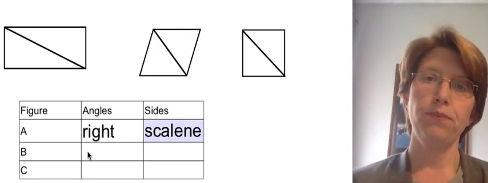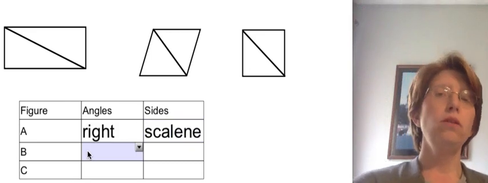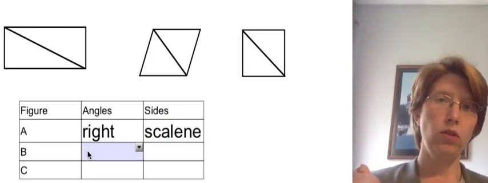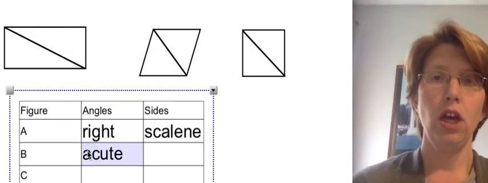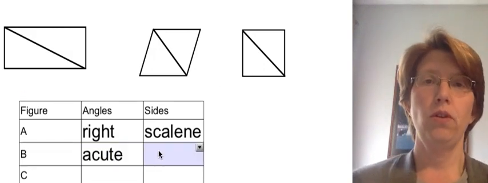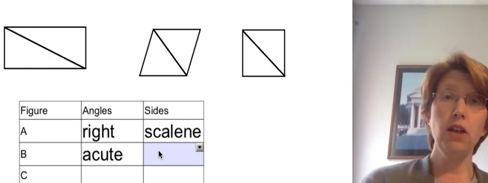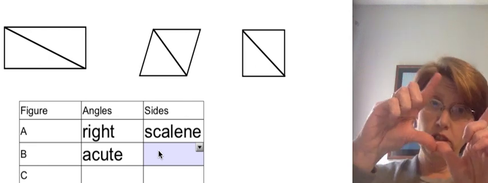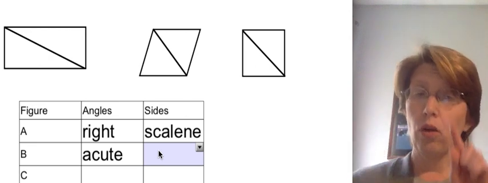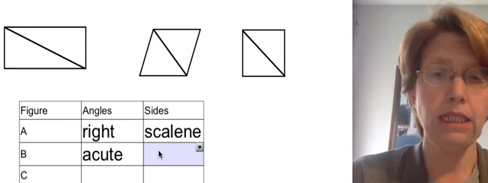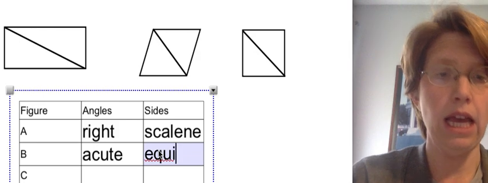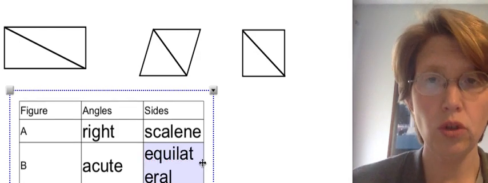Look at this one. All of those angles, there's not one right angle, is there? There's not one obtuse. That means they're all acute. And then because that was a square tilted to the side, which makes a rhombus, all the sides are equal, so all of those are going to be the same. That's going to be an equilateral, which won't fit on my chart.